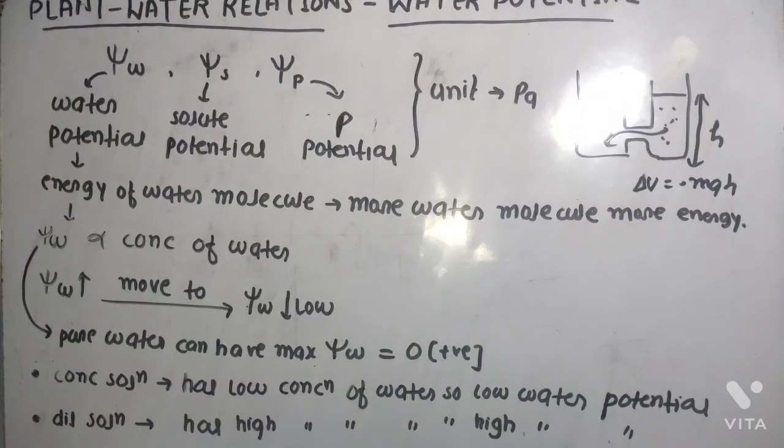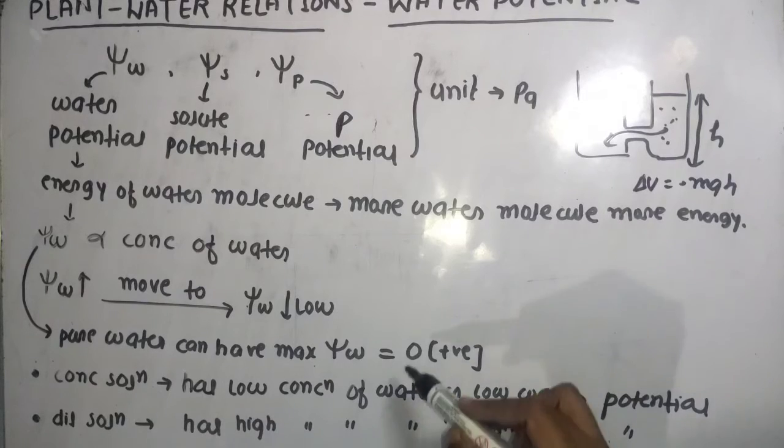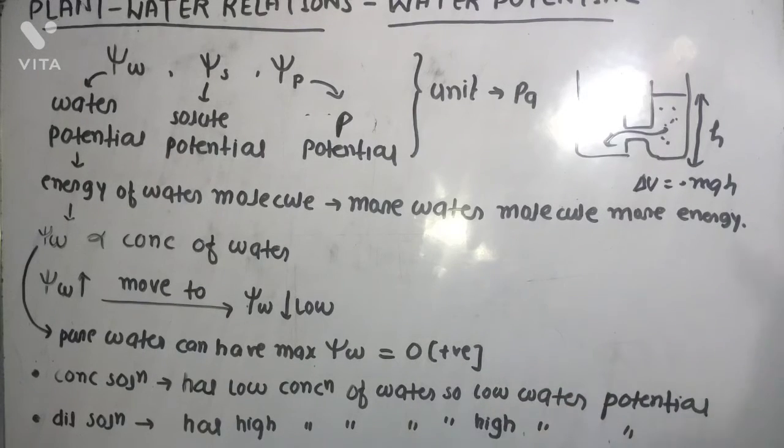Pure water has the maximum water potential. Why? Because it has only water, and that is zero. Maximum water potential is 0. But when we add solute, it becomes negative, decreasing the water potential. A concentrated solution has low water potential because it has low water concentration. And dilute solutions have more water, so higher water potential.